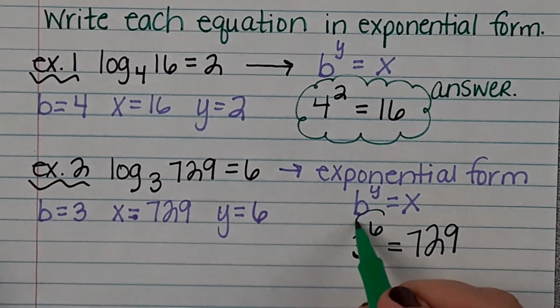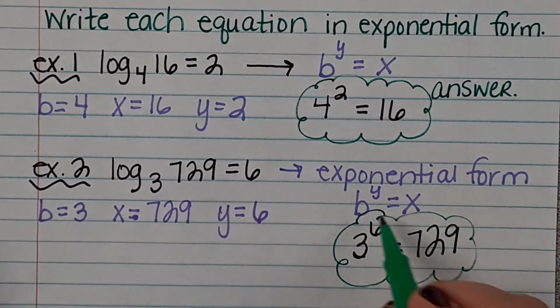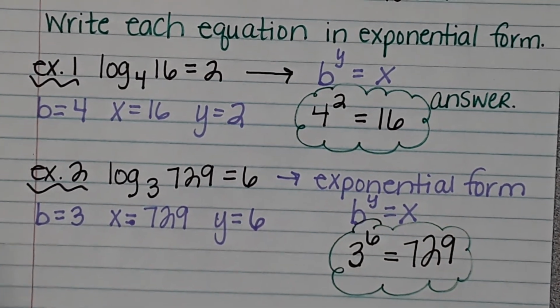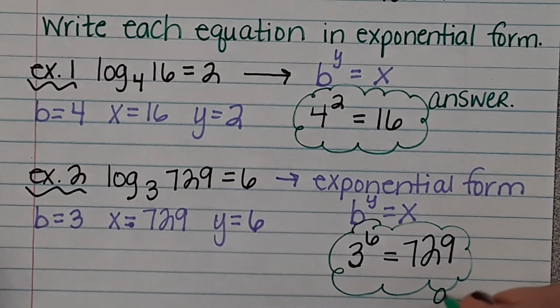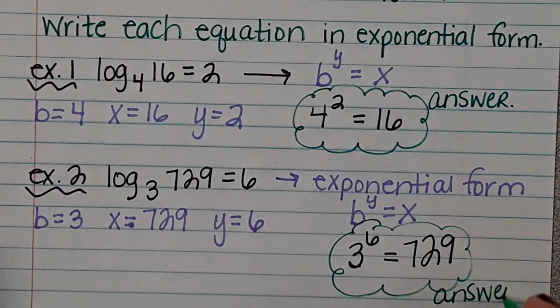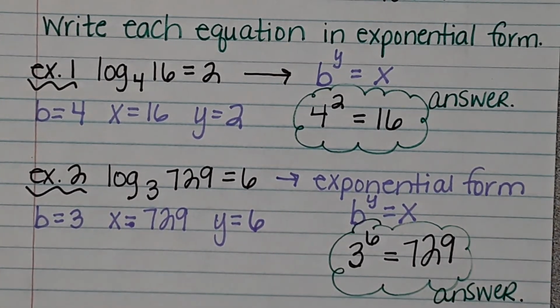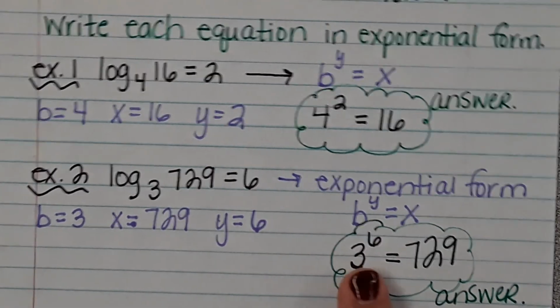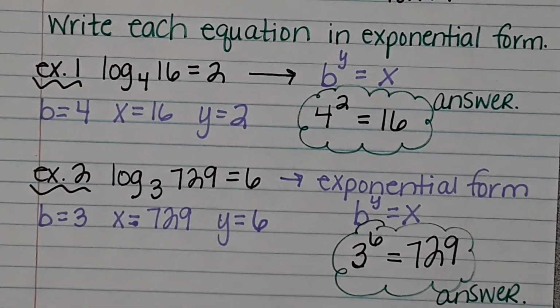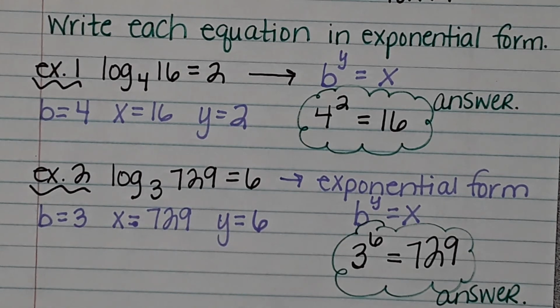So this is my final answer. So when it says write an equation in exponential form, this is your answer. This is what you have to do. You go from logarithmic form to exponential form. You guys check it in your calculator, do 3 to the 6. It should equal 729. If it doesn't, then you did something wrong. We did something wrong, okay? What questions do you have?